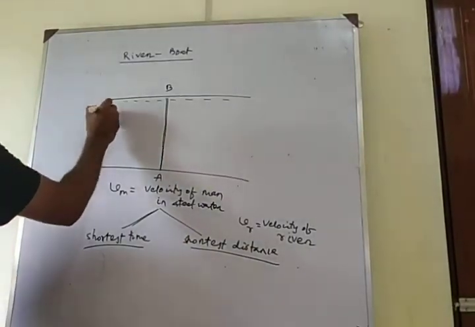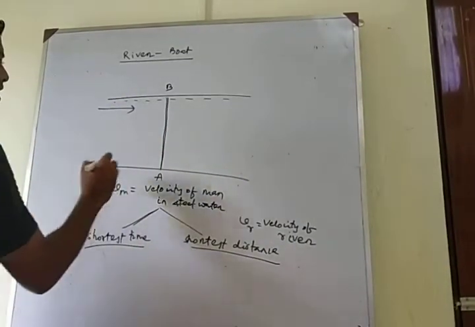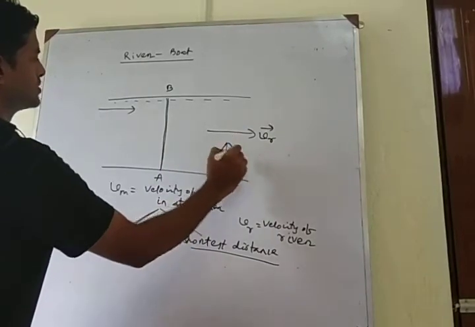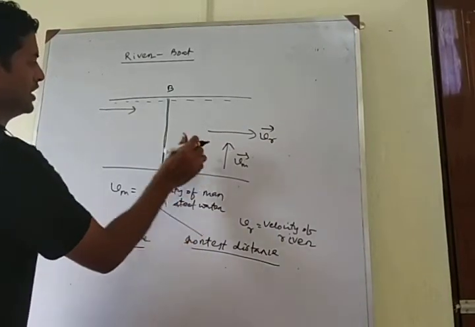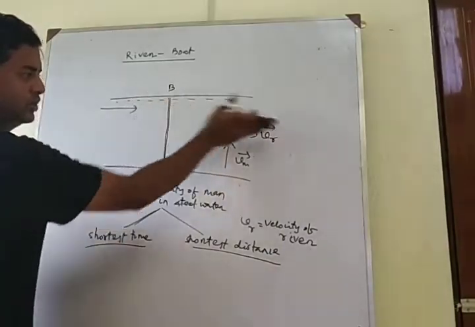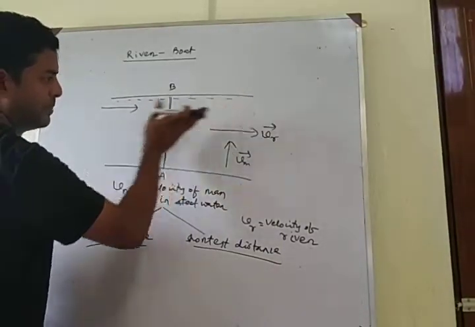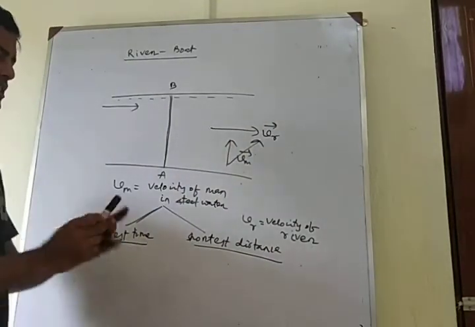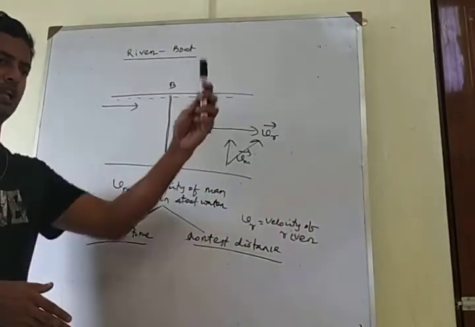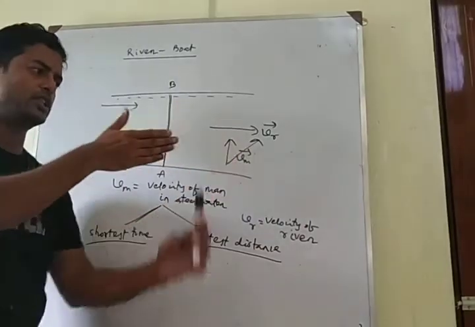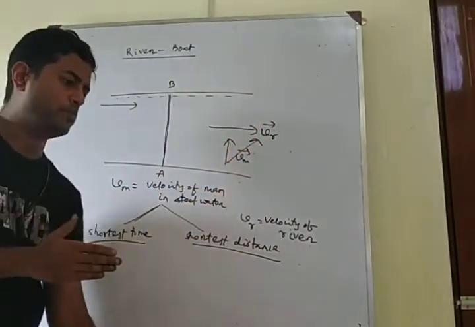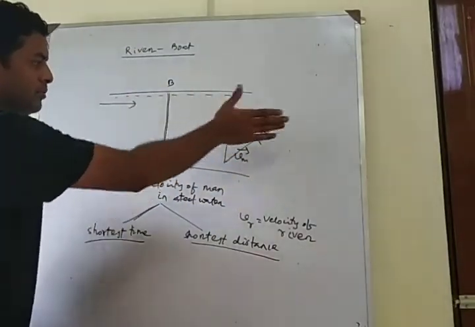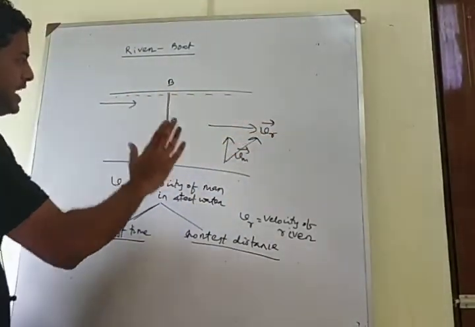The river is flowing in this direction. So when the river is flowing in this direction and the man is going in this direction, the water current will repel the man along this direction. So the man is swept like this. Man swimming, river flowing. So the man will be displaced or drifted towards the right.